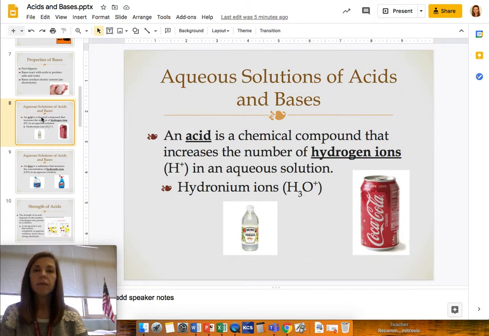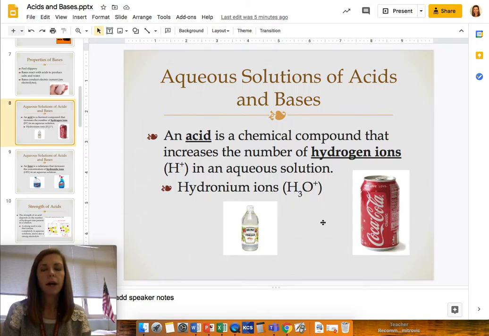So acids and bases are both aqueous in solution, which means they will dissociate, okay? And that dissociation is going to be important. An acid is a chemical compound that increases the number of hydrogen ions in aqueous solution. Now we simplify it to hydrogen ions, but really it's going to be reacting with the water. Remember, aqueous means in water. And it's really going to be producing hydronium ions. However, we don't really use that a lot. That's what's really happening, but we just shorten it to H+ for short. And it's just easier to think about and draw. Okay.